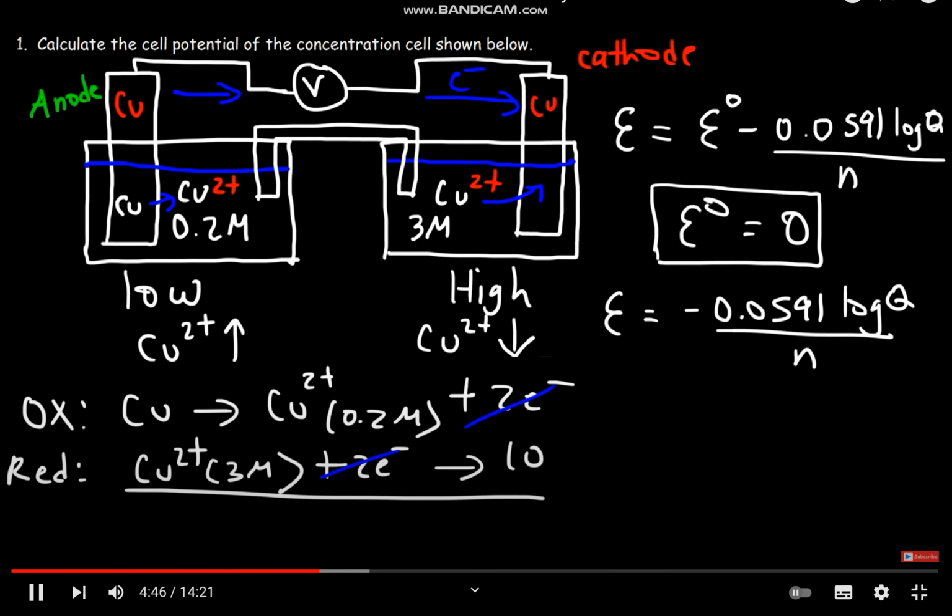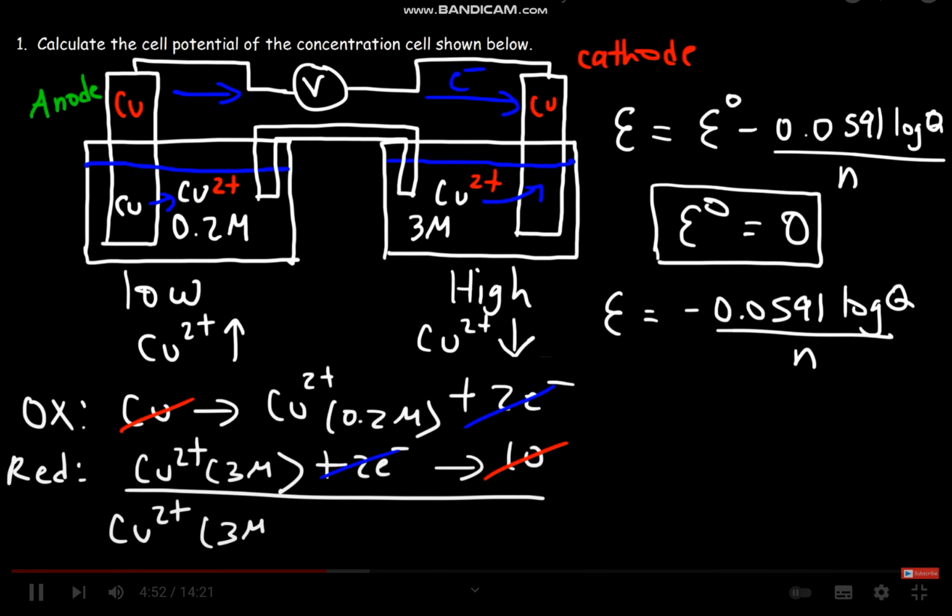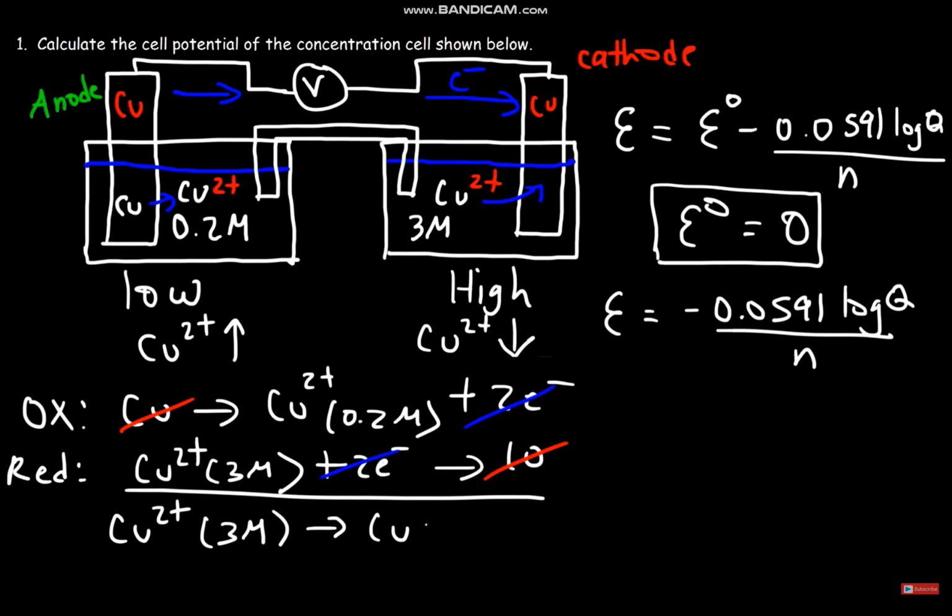We can cancel these two as well. So the reactant that remains is the copper 2+ at high concentration, and the product is the copper 2+ at low concentration. So as the reaction proceeds from left to right in the forward direction, the reactant is going to decrease, the product will increase. So as we said before, the 3 molar concentration will decrease in value, and the 0.2 molar concentration will increase in value until they reach a state of equilibrium.